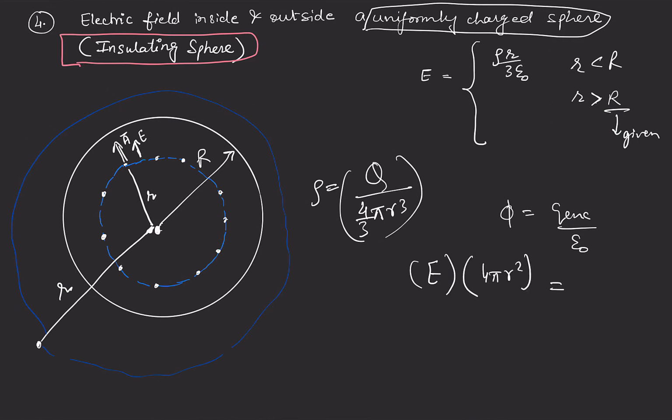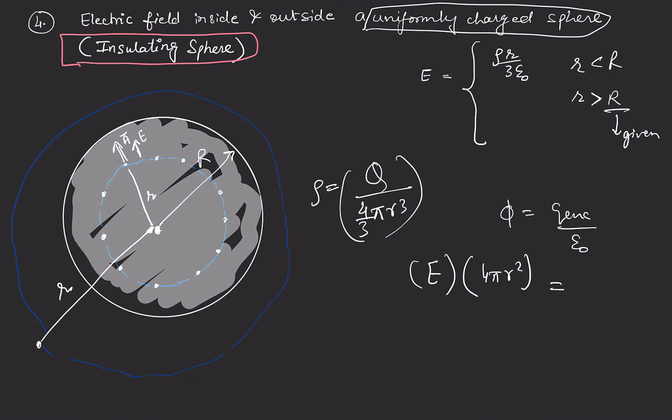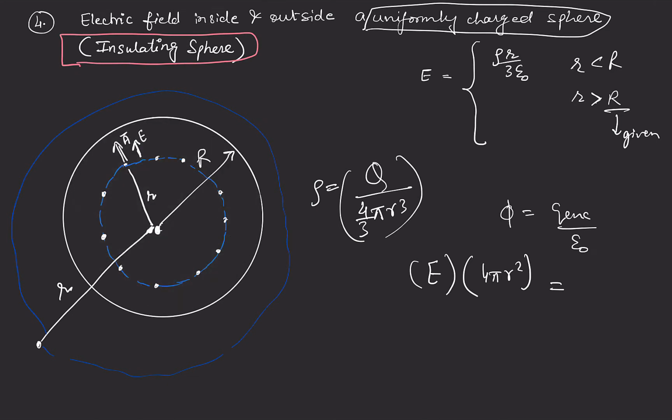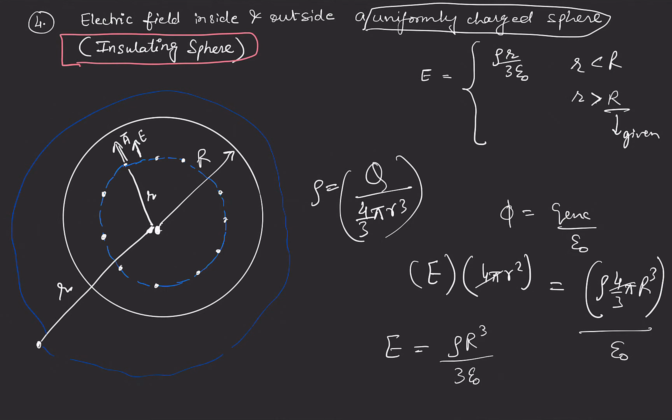Q enclosed would be, now the charge we have to take is the charge enclosed, and charge enclosed would be equal to the charge of the complete sphere, which is capital Q, and in terms of density it's rho into the volume of this. So the radius is capital R, so volume is 4 by 3 pi R cube, divided by epsilon naught. So electric field is simply, this cancels out. So electric field is simply rho R cube by 3 epsilon naught r square.